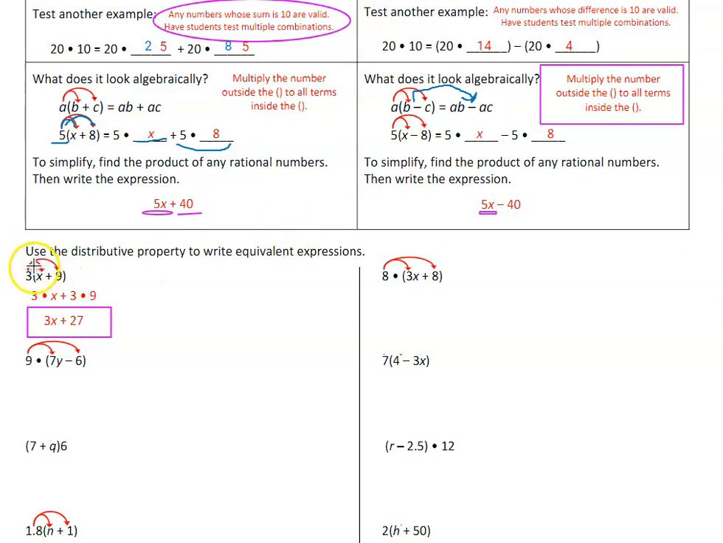When you have a number next to the parentheses, that means multiplication. You can also have a dot next to the parentheses. That will still mean multiplication.